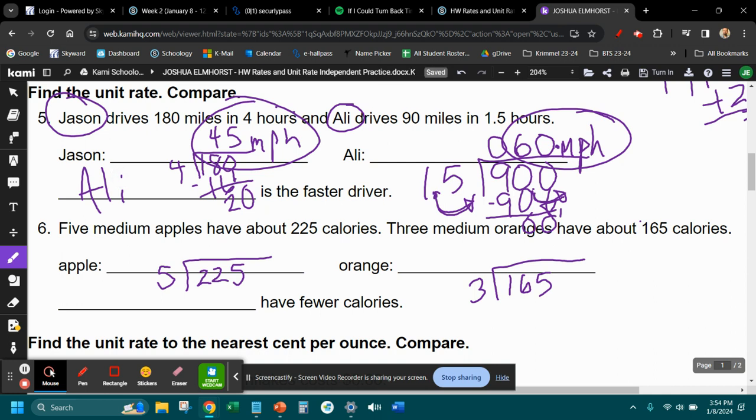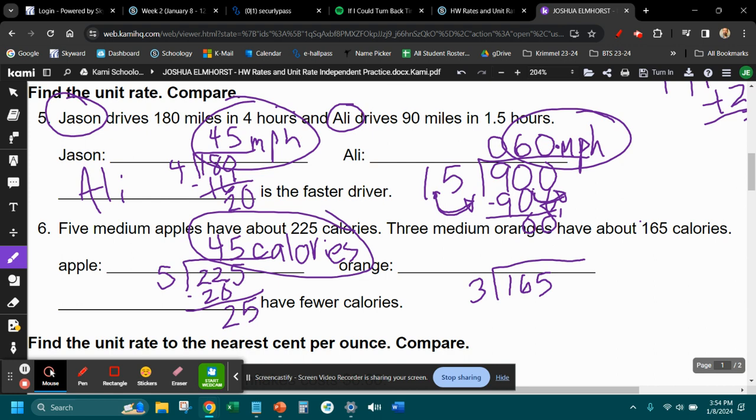Number 6, we're dividing. We have apples and oranges. We're going to see which one has the fewer number of calories per unit. I'm going to divide 225 divided by 5. 4 times 5 is 20. And 5 goes into 25 5 times. And that's 45 calories.